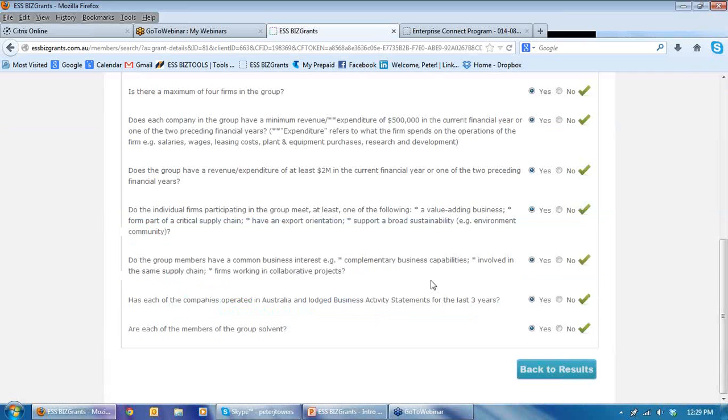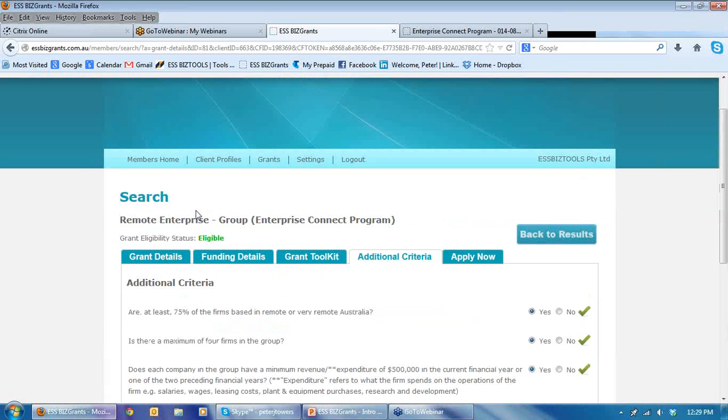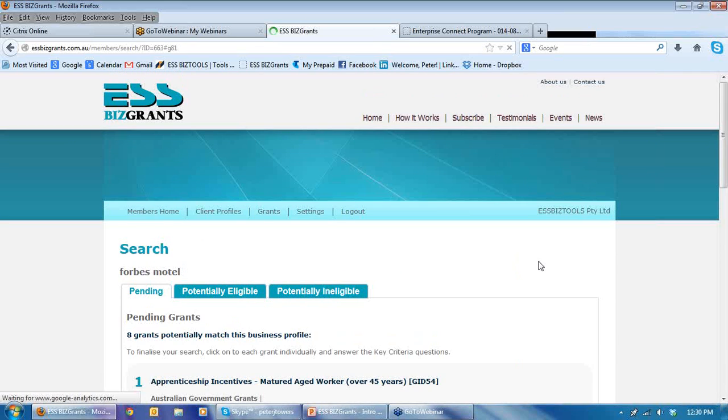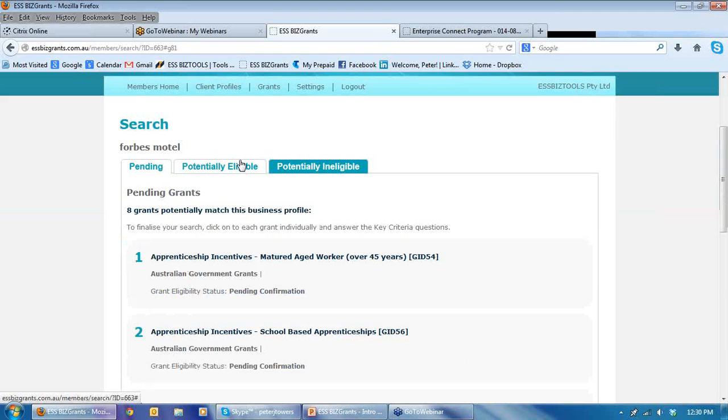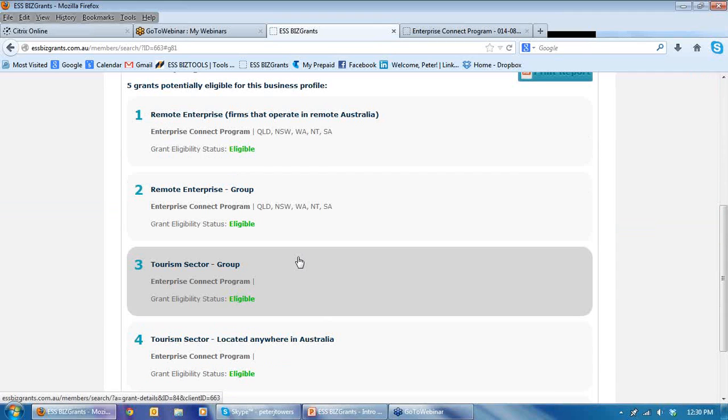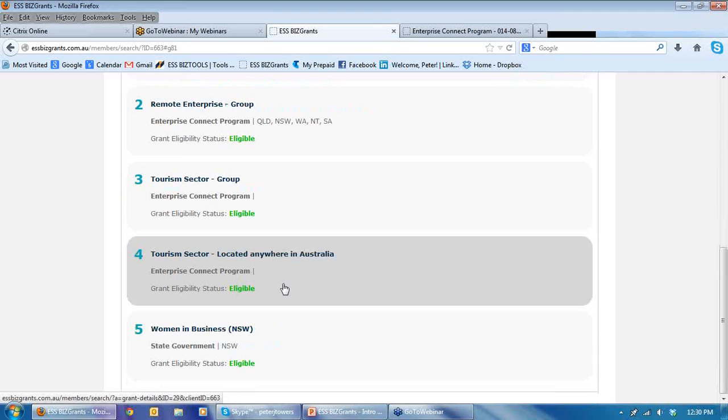If we answer yes to are each of the members of the group solvent, what the system's done is now identified that you could be eligible on this grant, and it's added apply now. So if we want to go to apply now, we click there, and if we clicked on this URL, that would take us to the Enterprise Connect application form. It takes a little while, so we won't do that. And we will now go back to results. Now, under potentially eligible, we've now got these remote enterprise firms that operate in those areas. And we already had a few others that we'd already put in there.